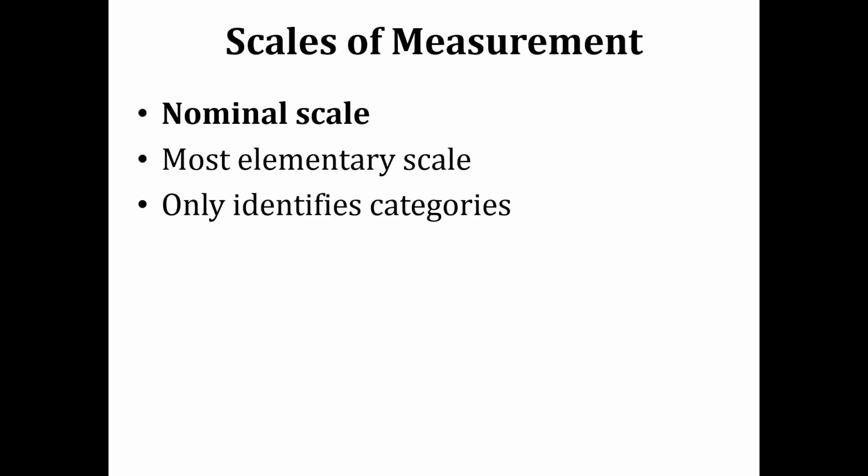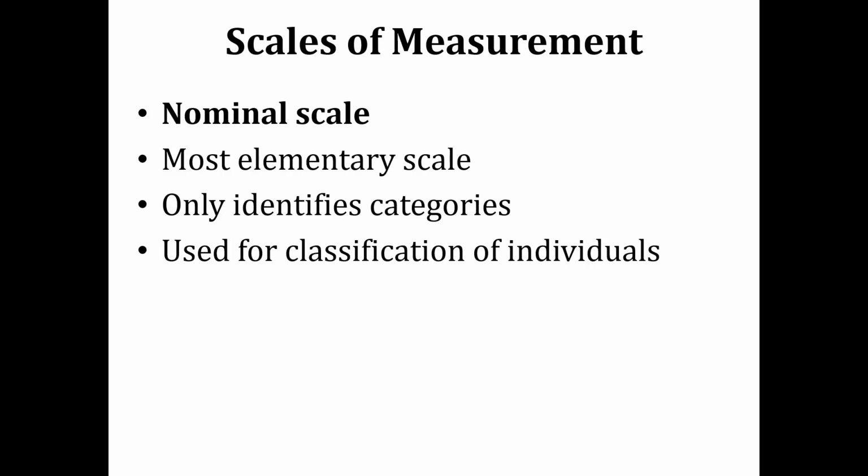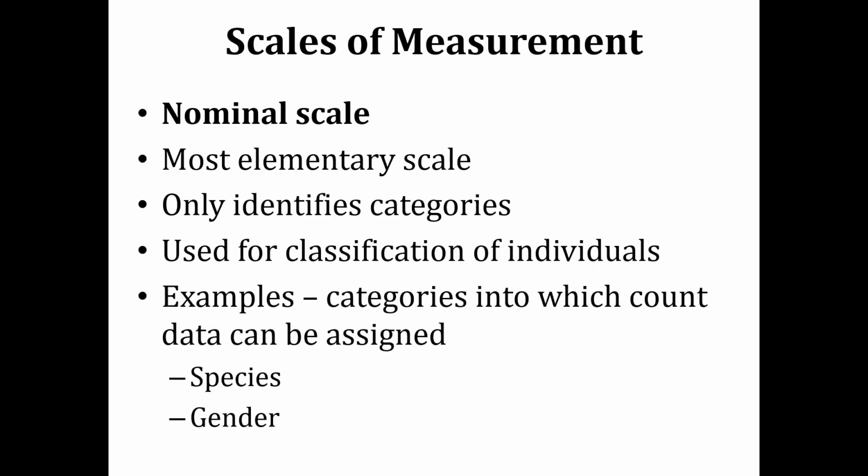So the nominal scale identifies categories only. It places individuals of the statistical population into different categories, and it is used for their classification. And examples of the categories into which count data can be assigned are species and gender. So nominal scale is basically count data. This is a discontinuous variable, and it classifies individuals into different categories, and it uses count data. And the examples are species and gender.